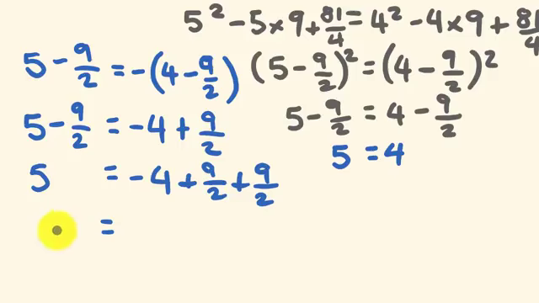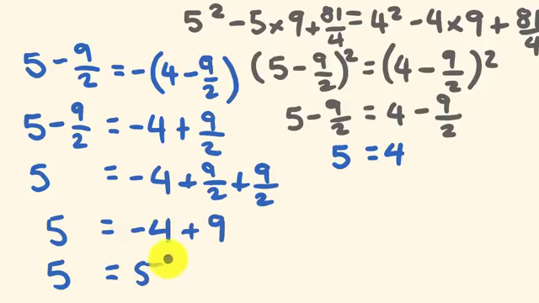So 5 is going to be equal to minus 4 plus 9 over 2 plus 9 over 2. So the minus 4, 9 over 2 plus 9 over 2, that's 9, half of 9 plus half of 9, which is going to be equal to 9. And then what we'd have is 5 is equal to 5, and this would be correct.